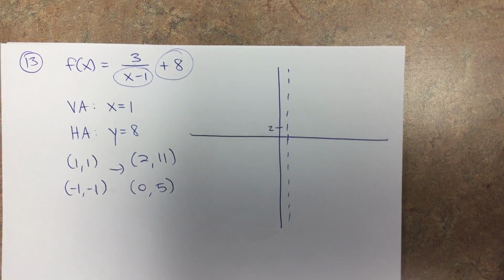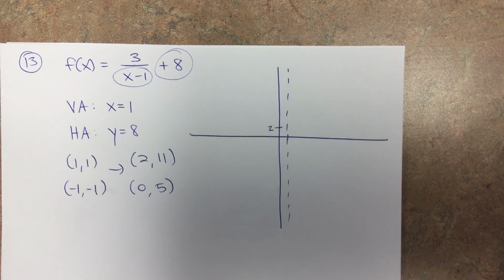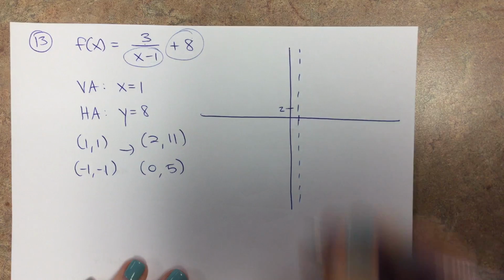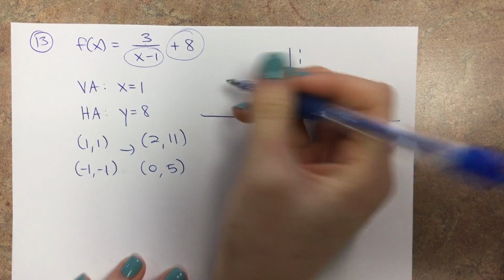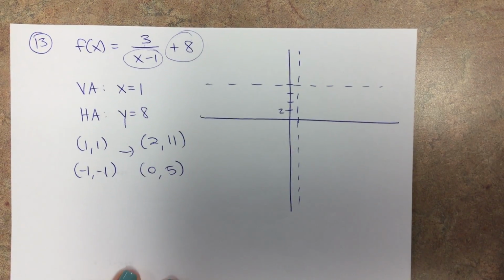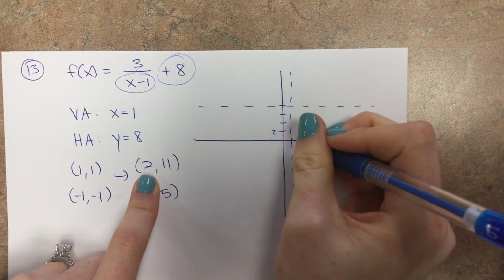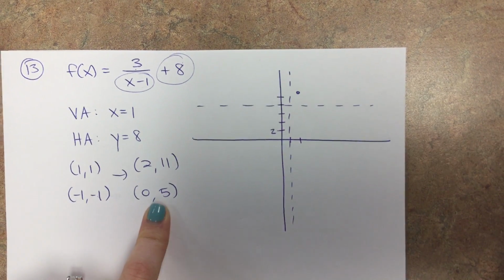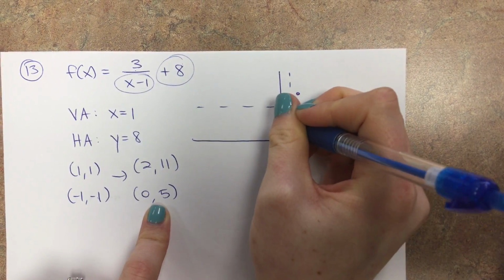Scaling is perfectly fine. Just make sure that you make me a little note. Like if you're scaling by 2 or scaling by 3, just make sure you write it on there like I did. So 2, 4, 6, 8. So that is your horizontal one. And then we've got points to plot. So we have 2, 11. So that would be like right there. And then 0, 5 would be right there.